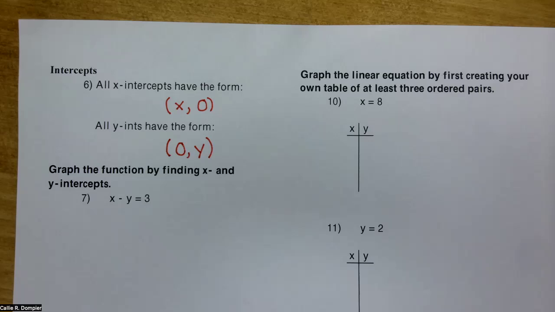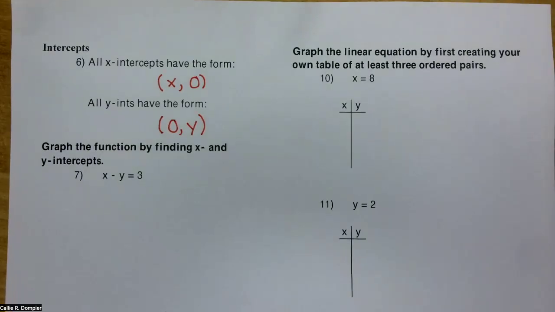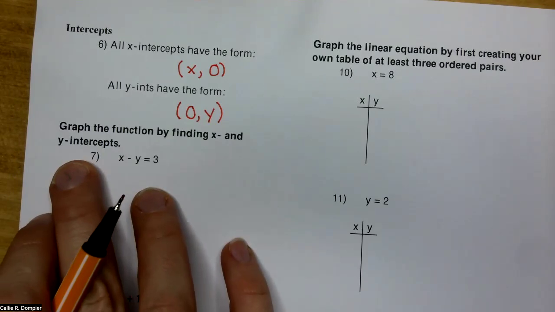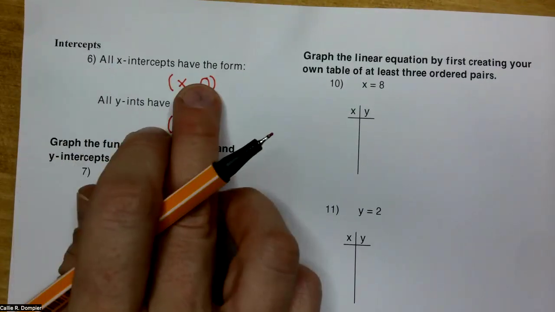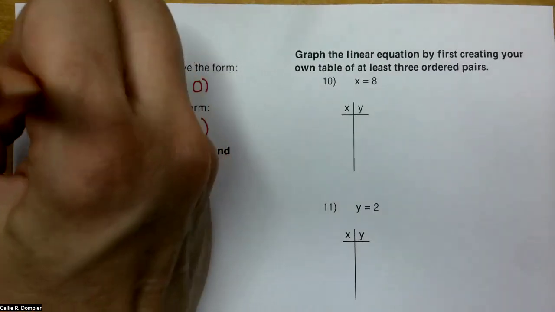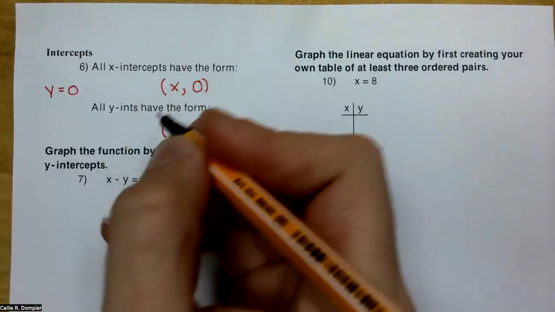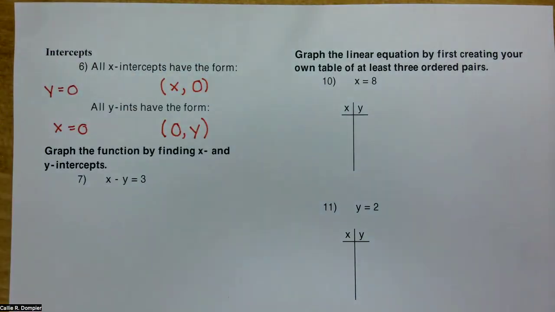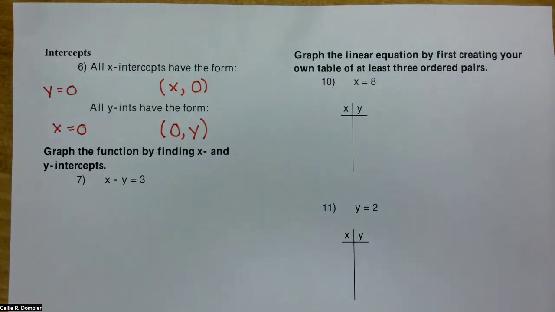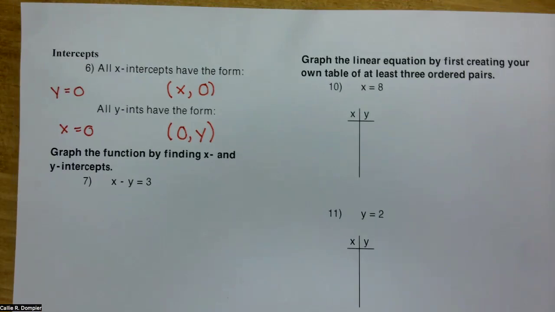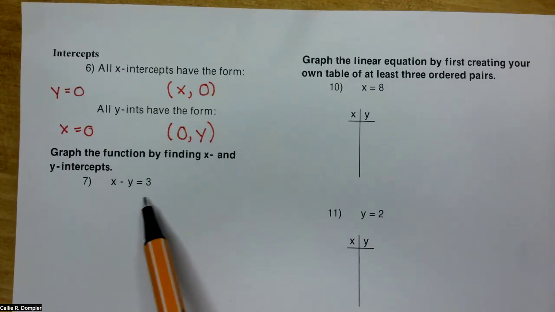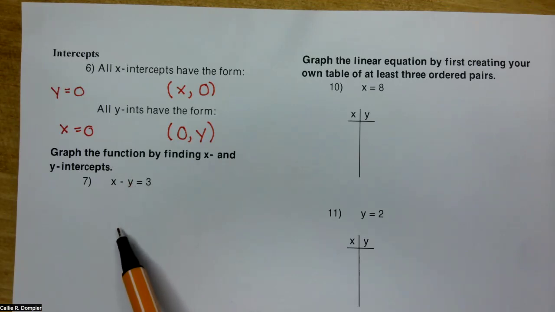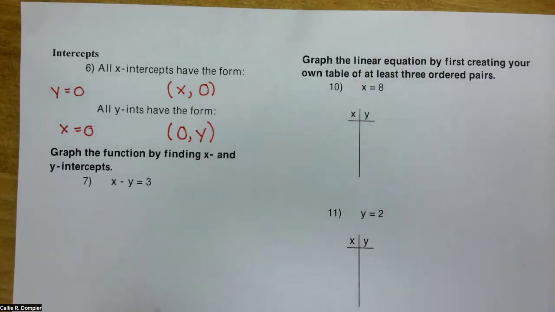So I did mention that you can graph a function with only 2 points. Sometimes the easiest way to do that is to find the x and y intercepts. The x-intercept is going to have y equal to 0. The y-intercepts are going to have x equal to 0. Okay, so it's an easy way to find 2 points on your graph because all you have to do is say when x is 0, what does this equal? That will give you one of the points. When y is 0, what will this equal? That'll give you another point. 2 points can make a line.